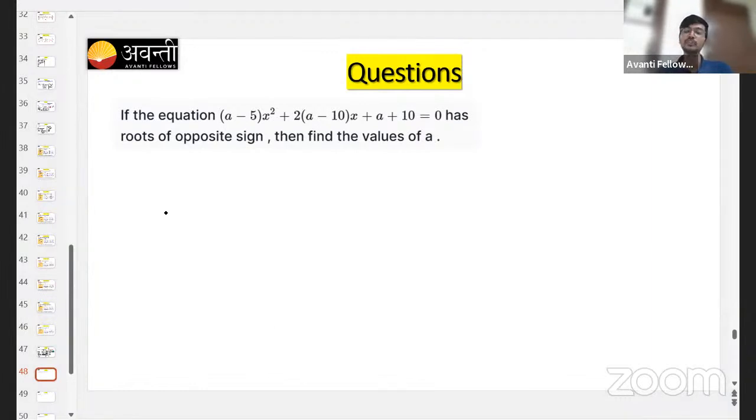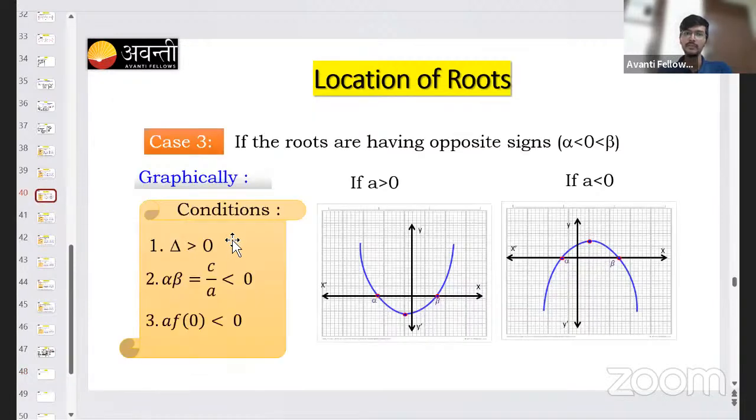So, has roots of opposite sign. So, what are the graphs possible? Opposite sign, like this. One root here, one root here, only one graph. This case, if the roots have opposite sign, correct? So what are the conditions? I hope you got this condition. Discriminant product is less than 0. Functional value is also less than 0.